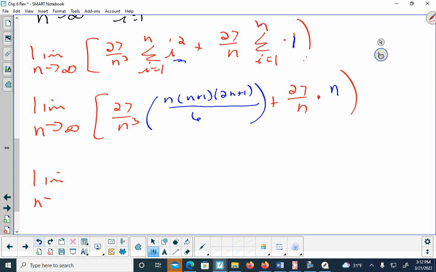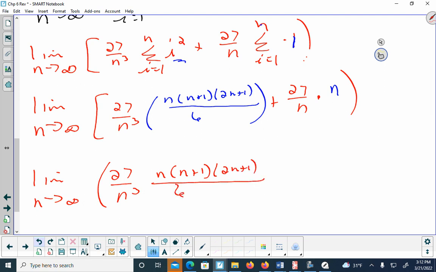Now I'm taking the limit as n approaches infinity. That's 27 and n cubed, and multiply it by this. And so that's n, n plus 1, 2n plus 1, over 6. And then plus 27. I'm going to simplify the n cubed with n squared. That simplifies to n. 6 will go into 27 9 times, with the 2 left over. When I multiply these two, when I FOIL them, I get 2n squared plus 3n plus 1.